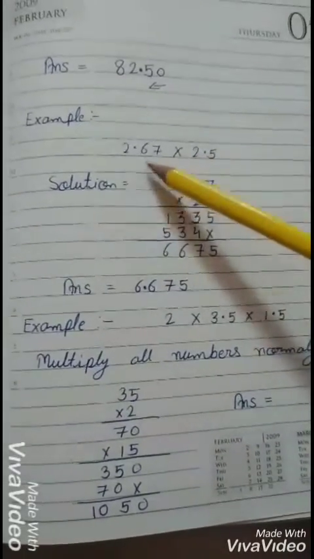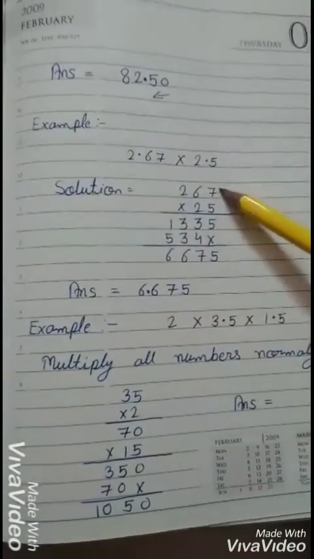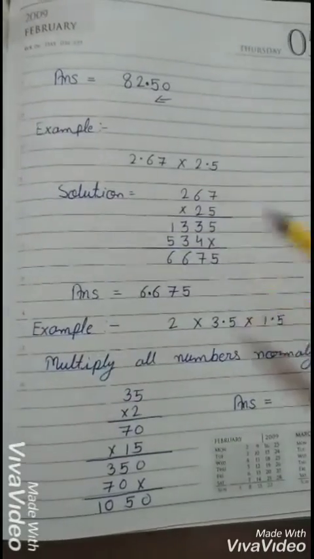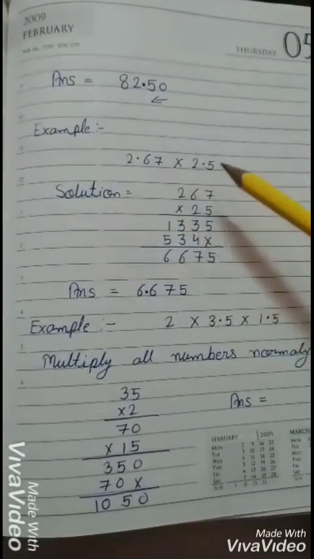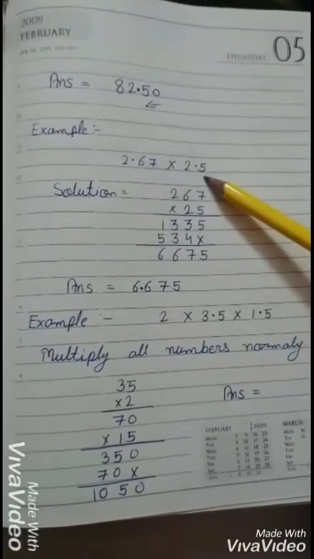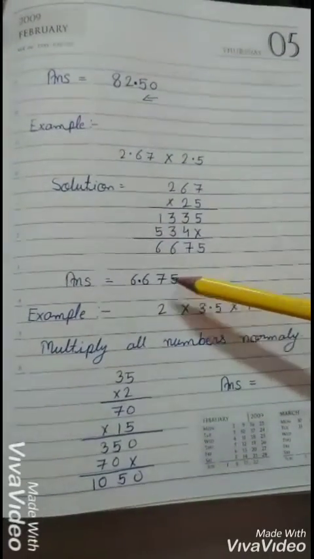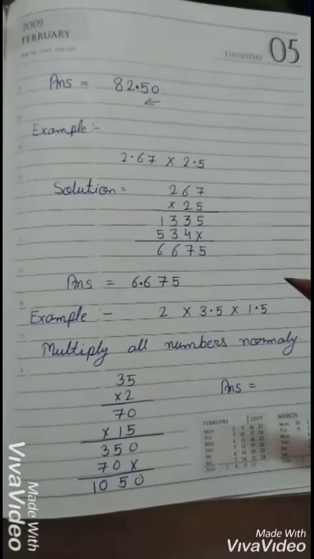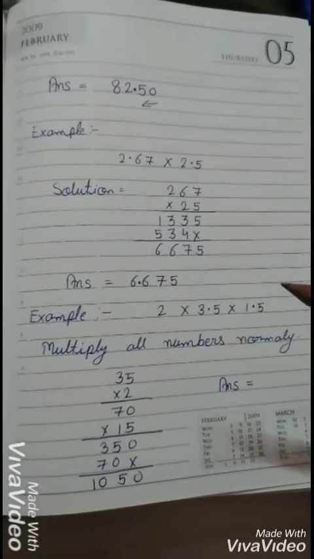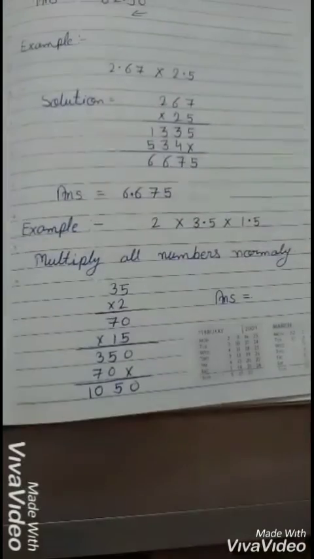Okay, now let's take another example. Here we have the numbers 2.67 and 2.5. First of all, multiply both the numbers normally. After that, count the decimal digits. Here we have 2 digits and here we have 1. 2 plus 1, that means 3. So now put the decimal sign after 3 digits: 1, 2 and 3. So the answer will be 6.675. We can follow the same steps for 3 numbers and more.